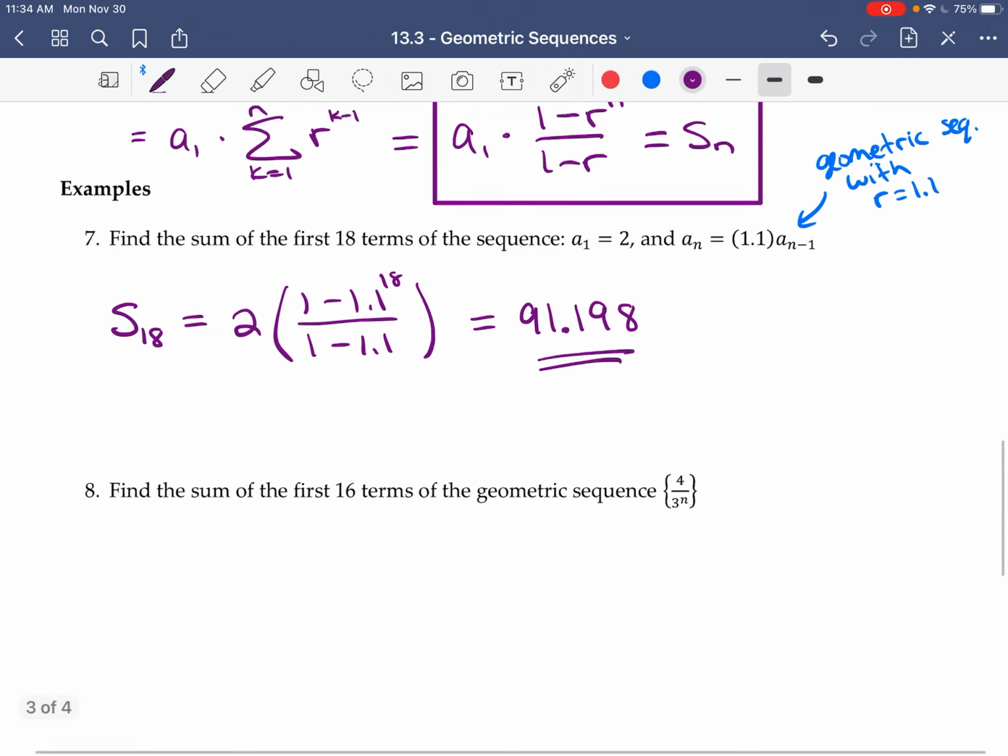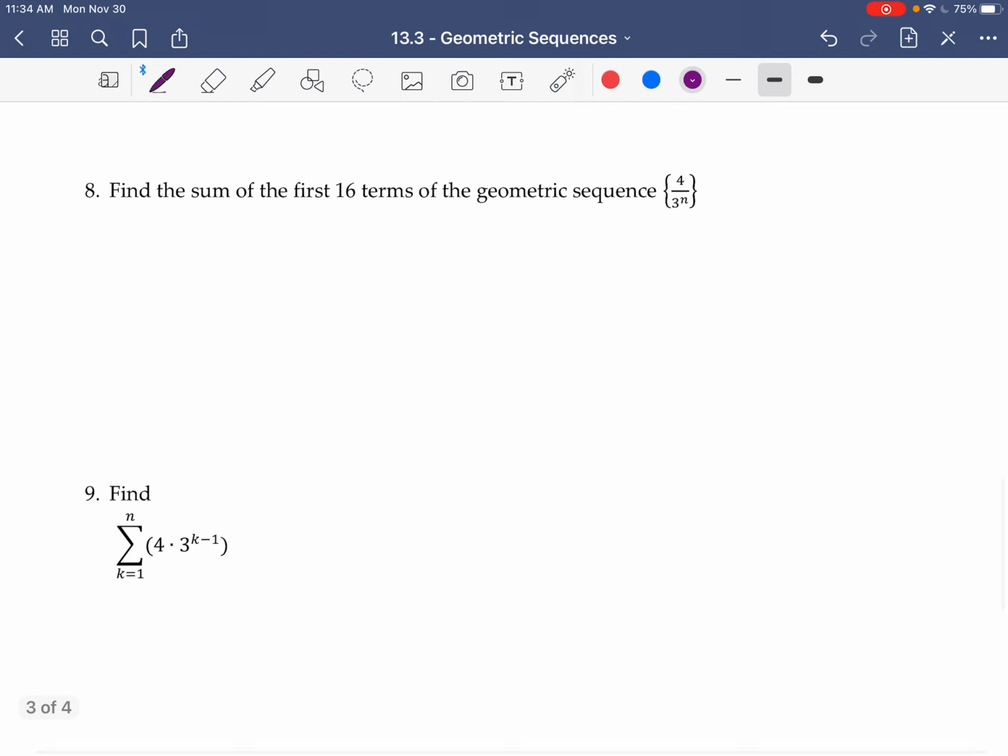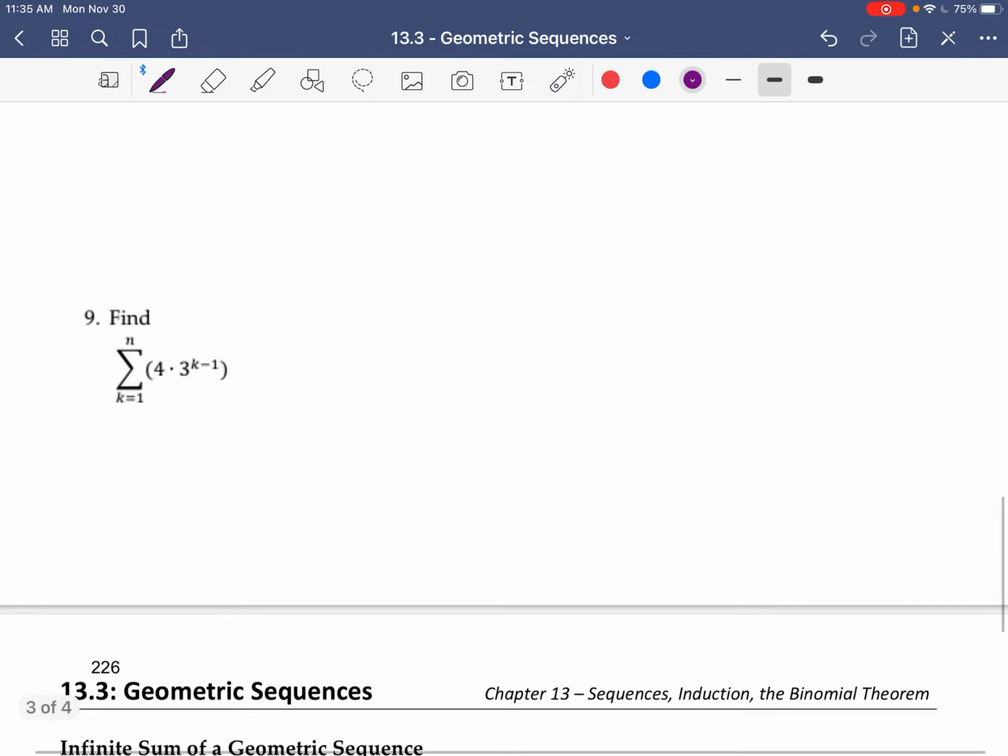Okay, now I'm going to leave these next two for you to do. Now this one, number 8, is very similar. Number 9 looks a bit different, but this inner bit here is a geometric sum. A geometric sequence, so you're summing up the terms of a geometric sequence. So it is actually the same thing.